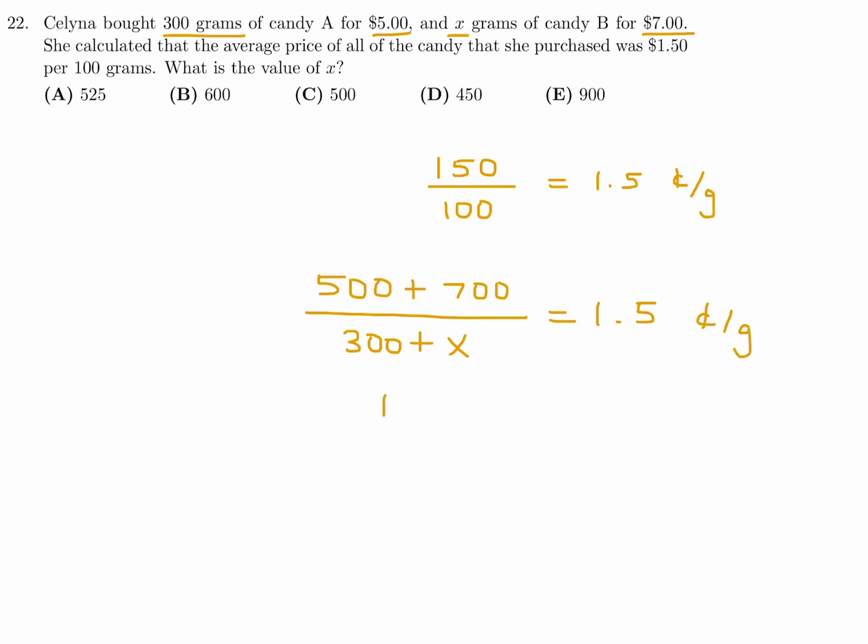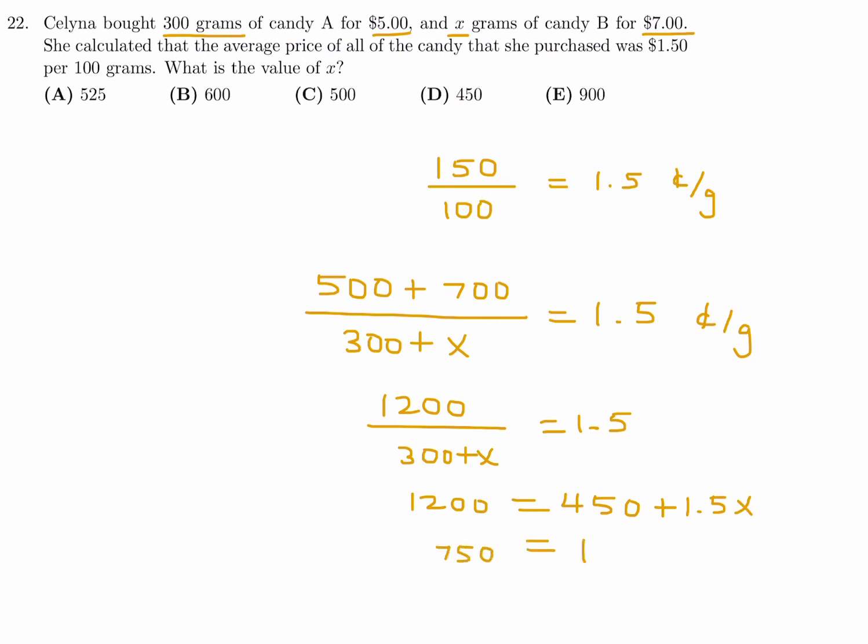All right, so now we do the math here. 1200 over 300 plus X is equal to 1.5. Cross multiply, and we get 1200 is equal to 450 plus 1.5X, and therefore this gives me 750 is equal to 1.5X. Therefore, X is 500. And therefore, number 22, the answer is C.